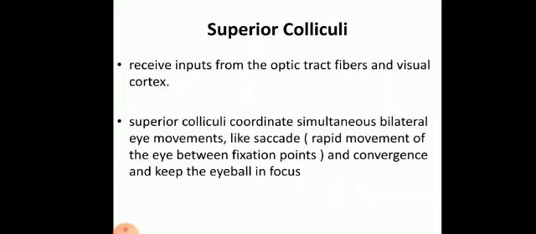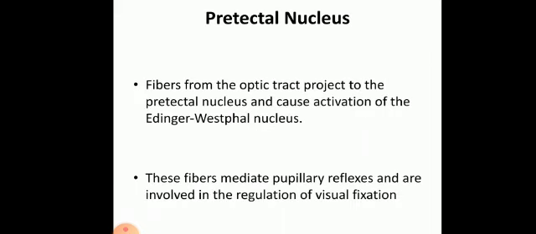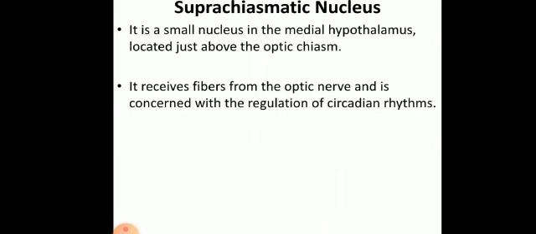Saccade is basically the rapid movement of the eye between two fixed points, and convergence basically keeps the eyeball in focus. Now you have the pretectal nucleus. The fibers which arise from the optic tract give branches to the pretectal nuclei, and through these branches it activates the Edinger-Westphal nucleus, and they are responsible for the pupillary reflex, which is required for the regulation of visual fixation.